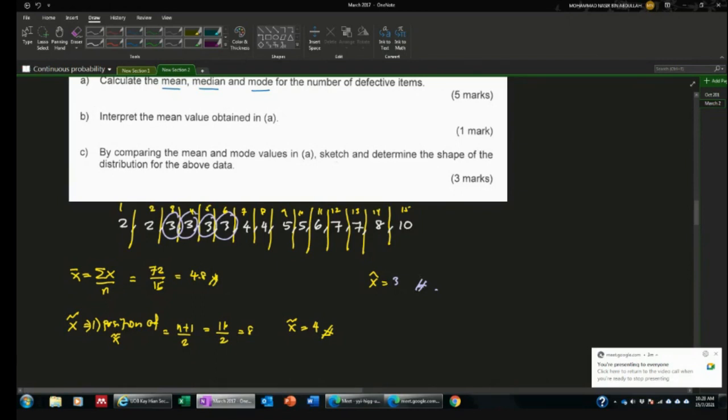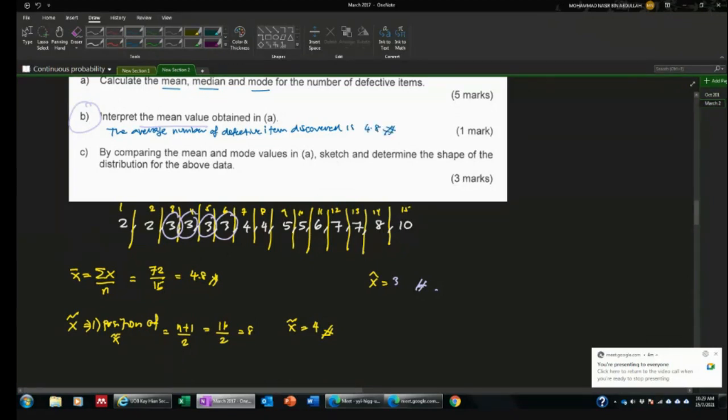So next, we need to interpret the mean value obtained in A. So the mean value will be, how to interpret? The average number of defective item discovered is 4.8.